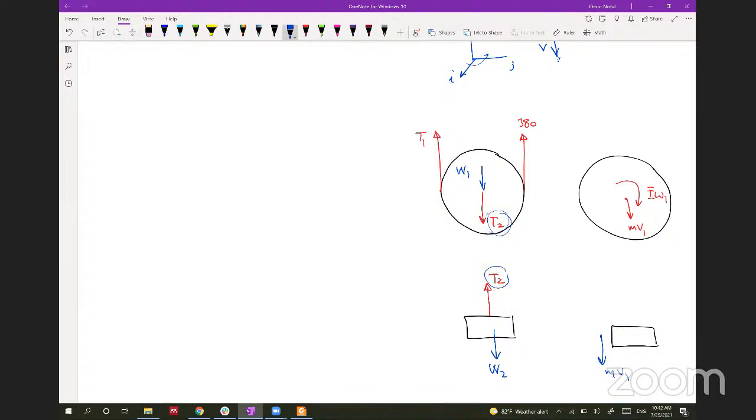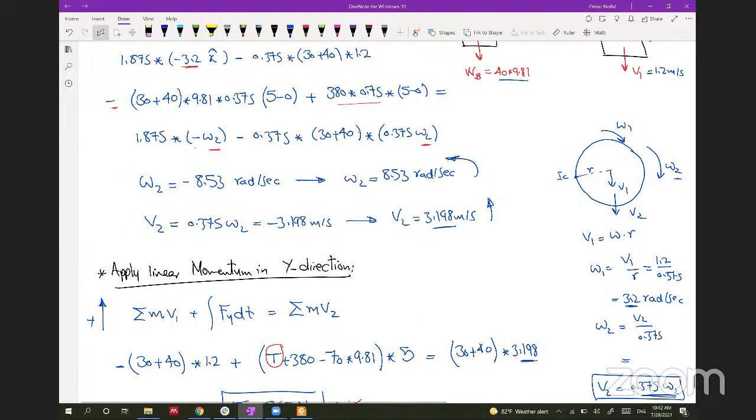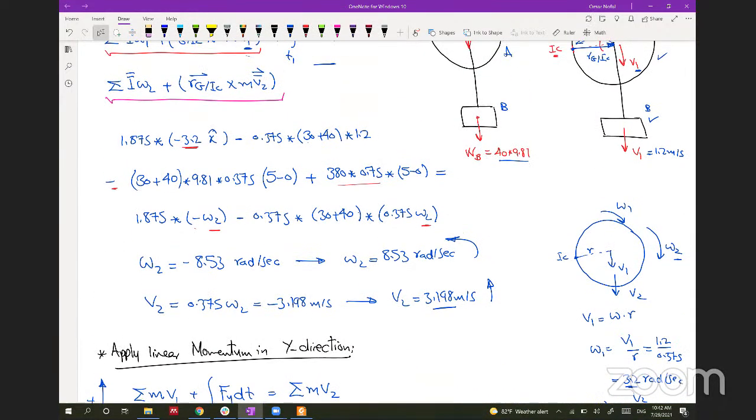You will get two equations from here, one in the moment and one in the y direction, and you will get another equation from here with this unknown. So you can use the T2 that you got from here and apply it here. This is how you solve the angular momentum of rigid bodies. Does anybody have any questions?